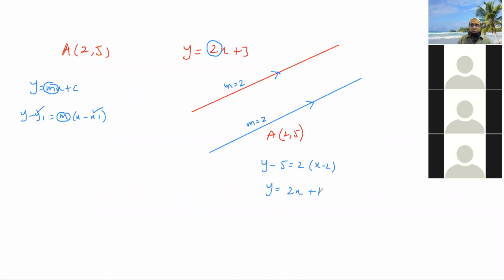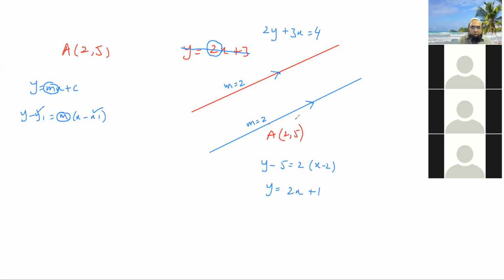Now suppose that, instead of this, you are given the equation, let's say, 2y plus 3x equals 4, and the condition is the same. This line has now this equation, and we have to find the equation of the line which is parallel to this line and passing through this point. So how would we find the equation now?